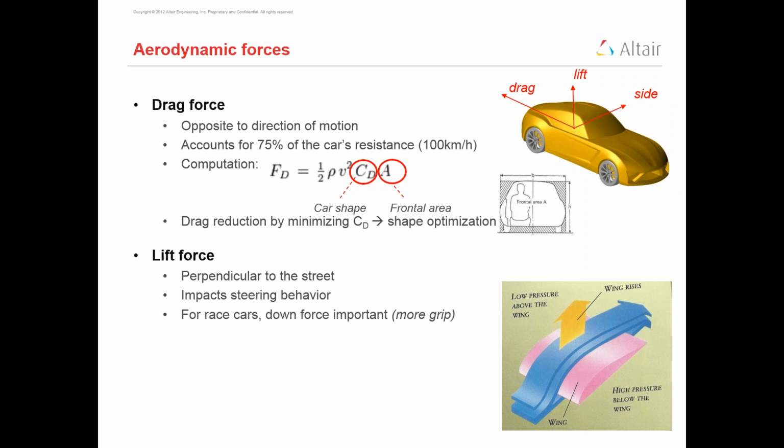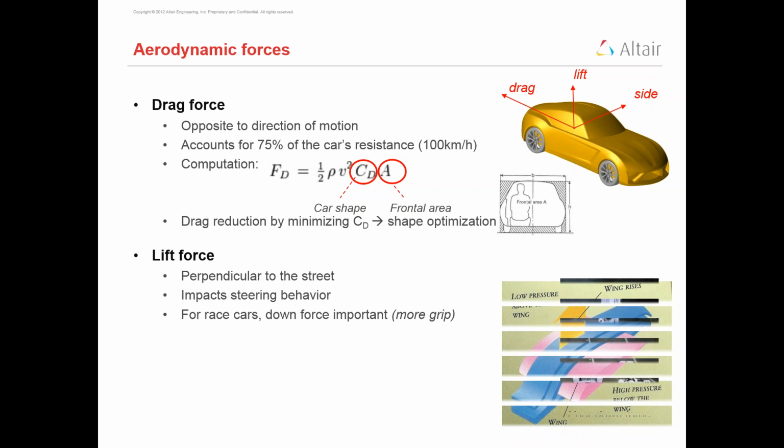A lot of automotive companies do shape optimization of the car to make sure that drag is reduced. Then comes the lift force. This is perpendicular to the street and impacts steering behavior. It definitely impacts your steering behavior. This is mainly for race cars, which need more grip. If you have seen Formula 1 racing, there are more chances of the car rolling over. How does this rollover happen? It is because of the lift force.